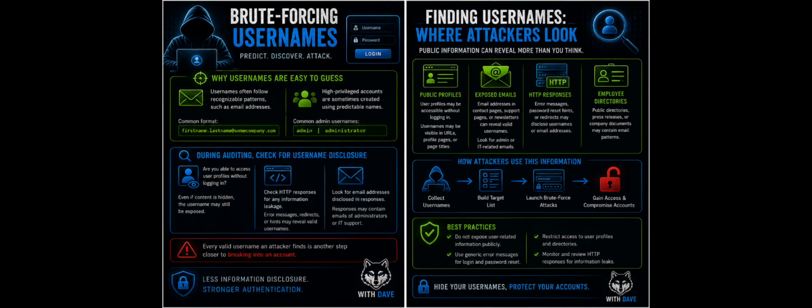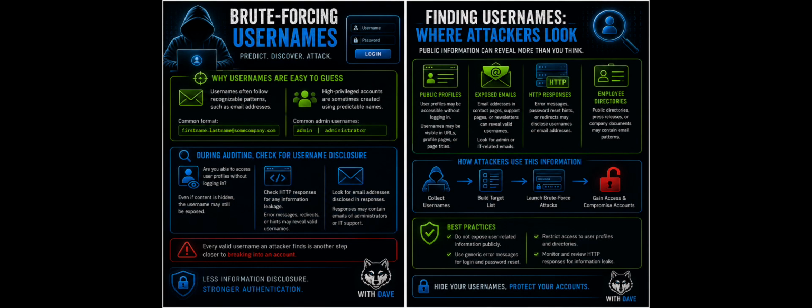For example, it is very common to see business logins in the format firstname.lastname@somecompany.com. However, even if there is no obvious pattern, sometimes even high-privileged accounts are created using predictable usernames, such as admin or administrator. During auditing, check whether the website discloses potential usernames publicly. For example, are you able to access user profiles without logging in?